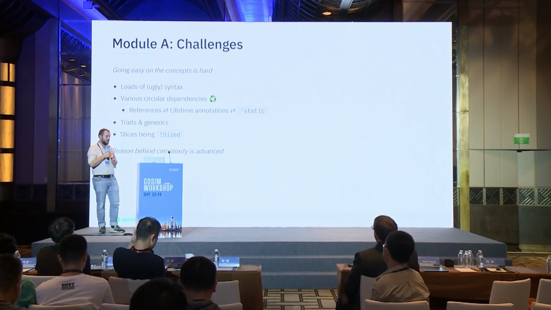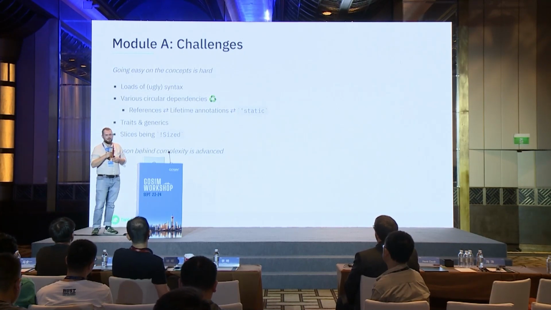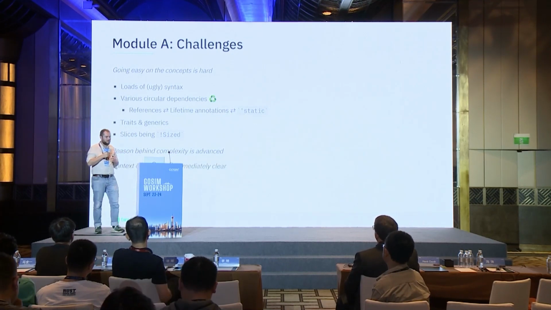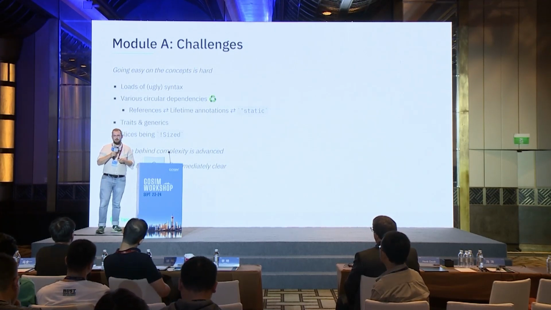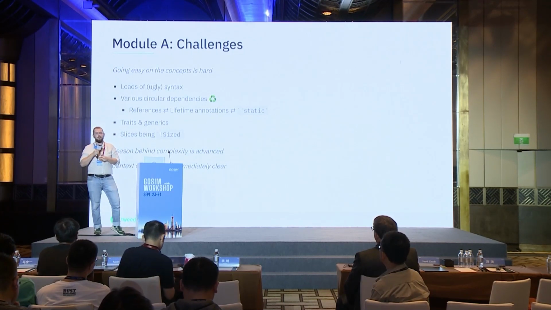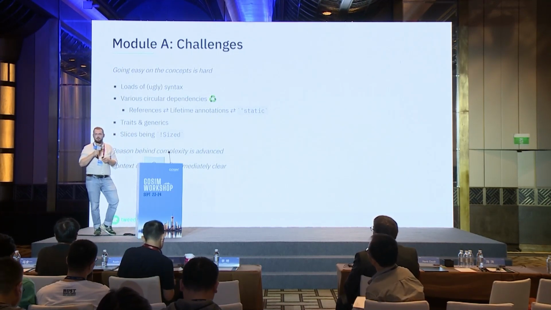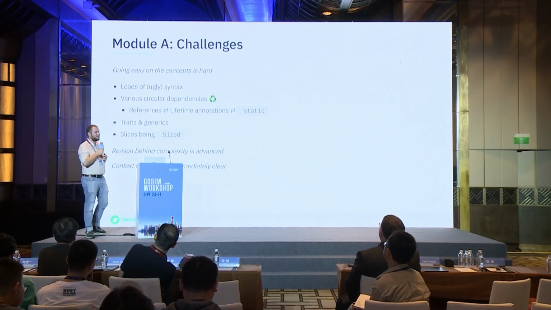Also, we found that most of the time the reason behind something being complex in Rust is an advanced topic. And so you've got another circular dependency going on. And also something that I think we should have put more effort into was make clear the context, which was one of the goals. But it turned out that later on in the course, we had to tell students that Rust is actually a compiled language. So we didn't do too well there.